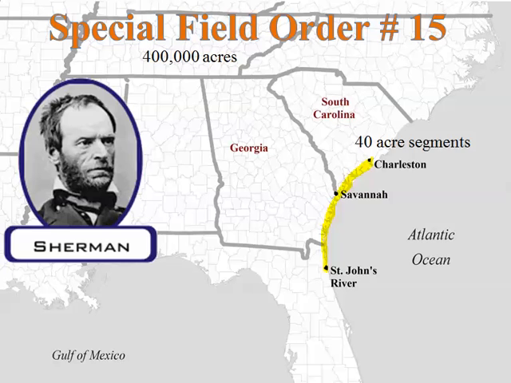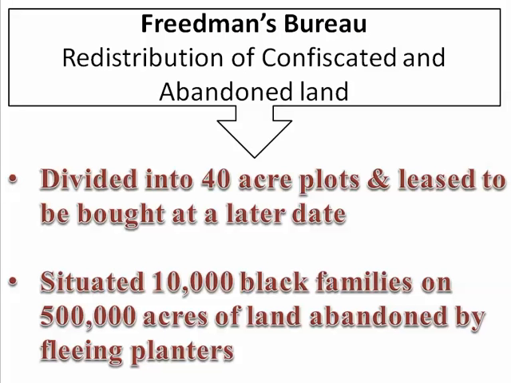And then the Freedmen's Bureau was authorized to divide confiscated lands and abandoned lands into 40-acre plots to lease, not to just give away, but to lease to freedmen, and they could buy it at a later date. And in this, the Freedmen's Bureau actually situated about 10,000 African American families on about 500,000 acres of land abandoned by fleeing planters.